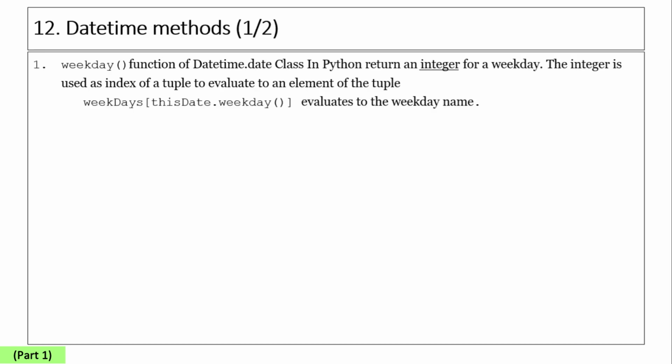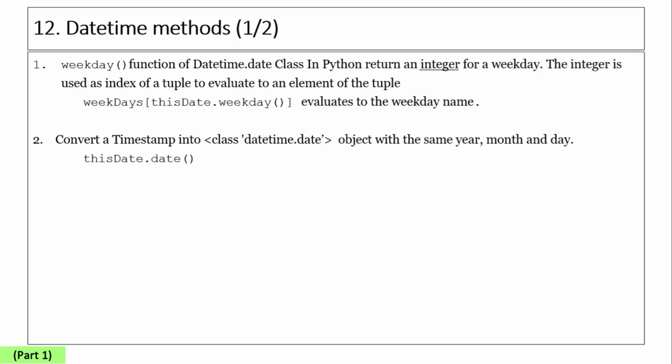The weekday function of the datetime.date class in Python returns an integer for the weekday. A tuple is created with all weekday names as a variable for the program. To return the weekday name of a date, refer to the index number which the weekday function returns. The date method is used to return a datetime.date object consisting of year, month, date, excluding hour, minute, second.